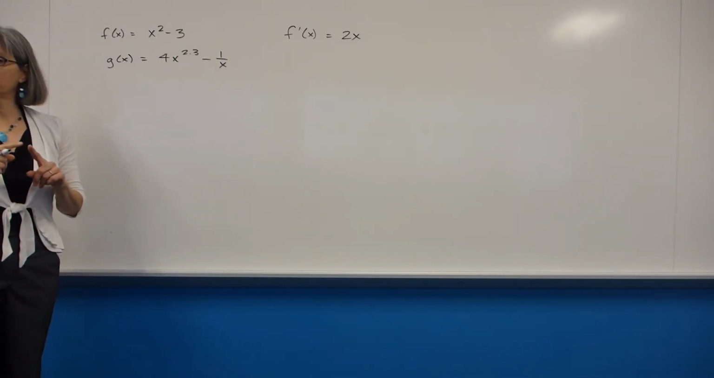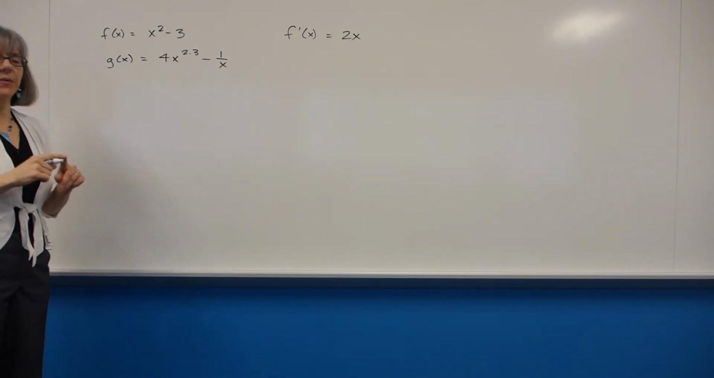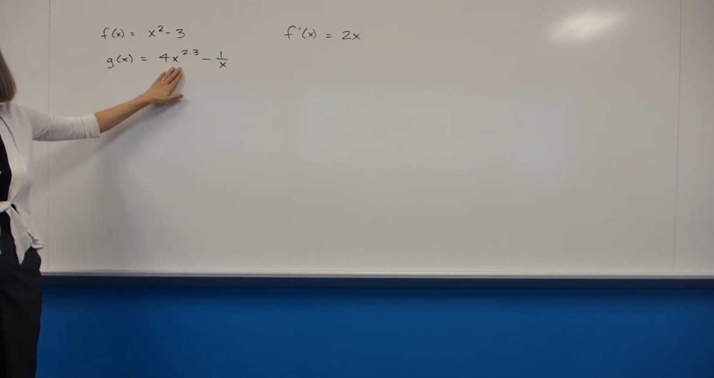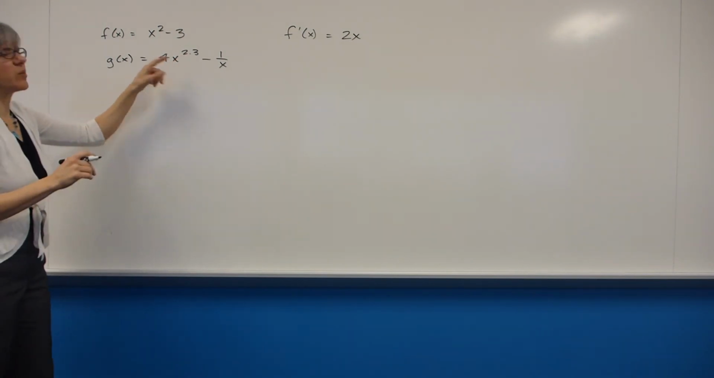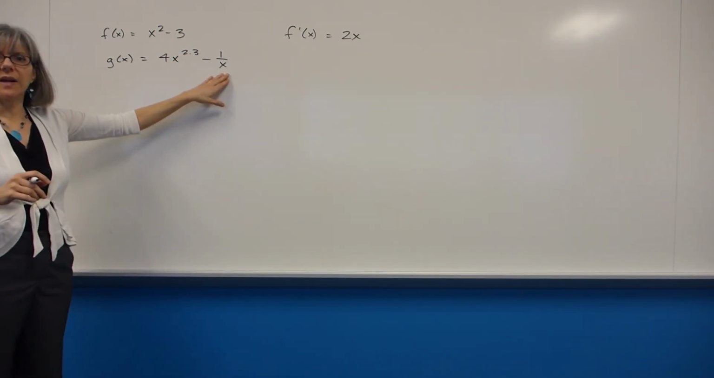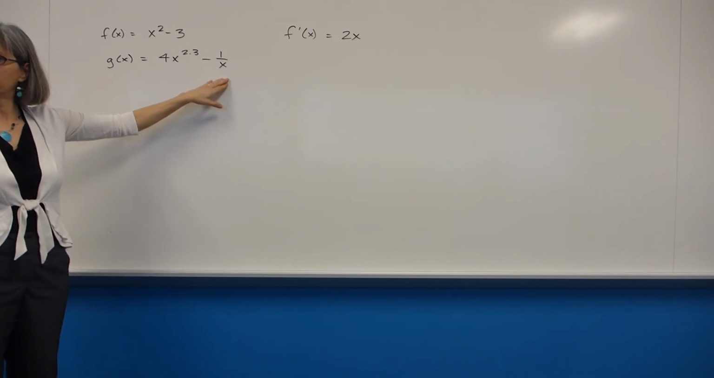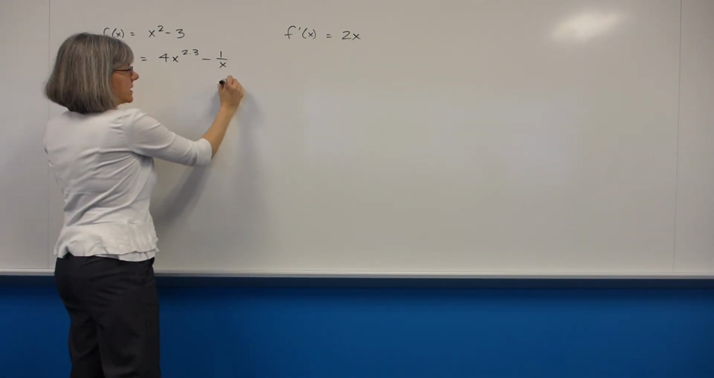Is it ready to go for the derivative for all the pieces? No. This one's good, right? We don't care about 2.3, that's fine. What about this one? That's 2.3, yeah. And this is minus 1 over x. I can't do it this way. I have to have an x to an exponent. So how do I rewrite that? x to the minus 1.